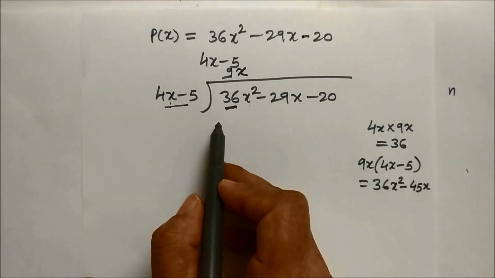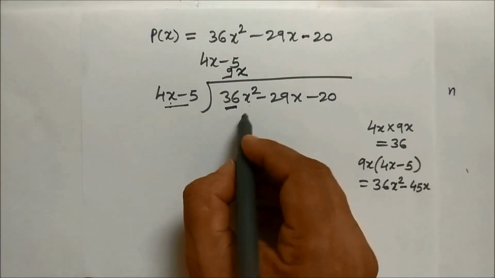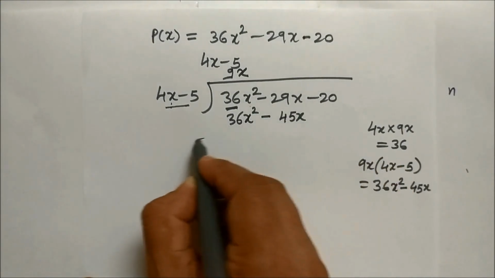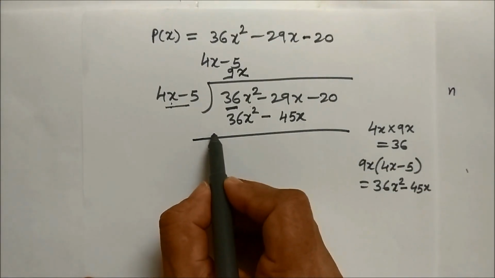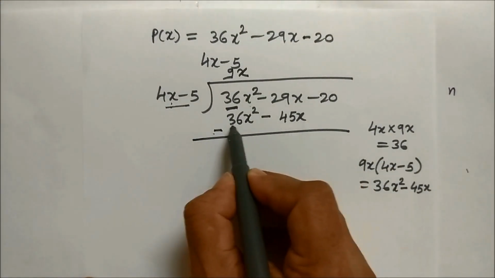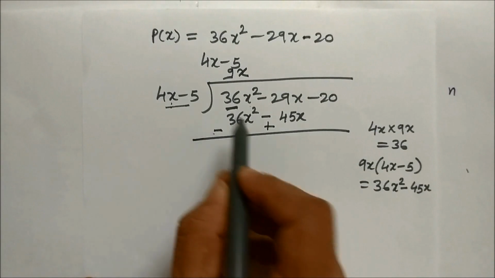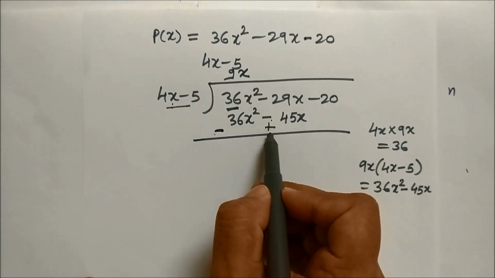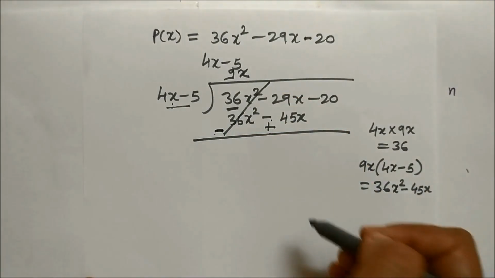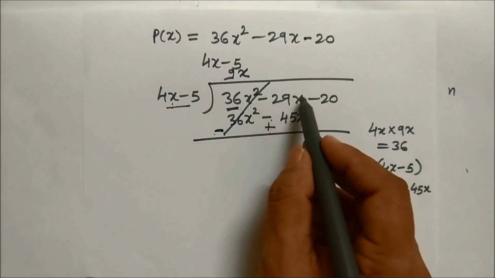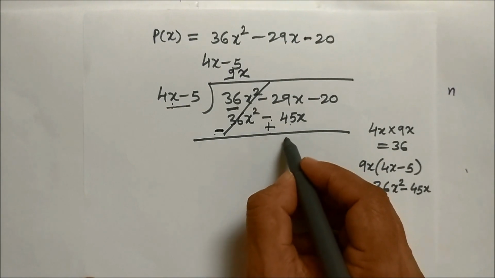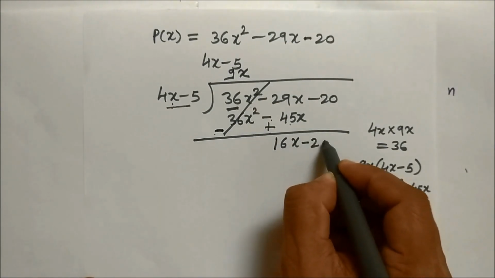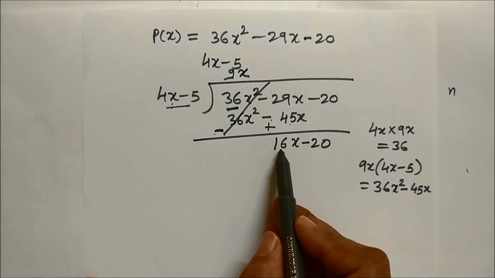Now here we have 36x square and here 45x. We will subtract. So minus, and here minus minus plus, because we have to subtract, so there is a minus sign, and when we multiply minus here, it becomes plus. We will cancel this. And here 45 minus 29, we will get here 16, so 16x minus 20. Now we want here 16.